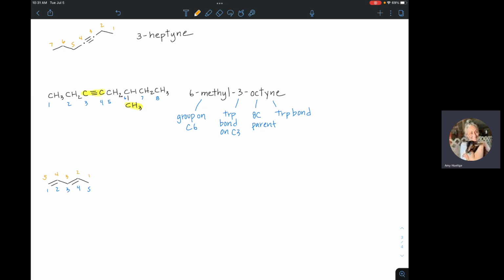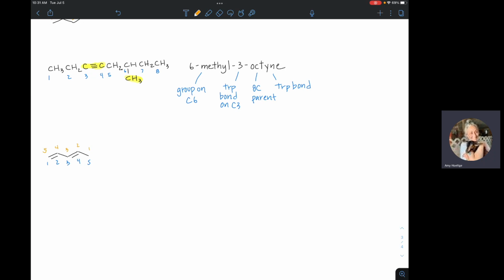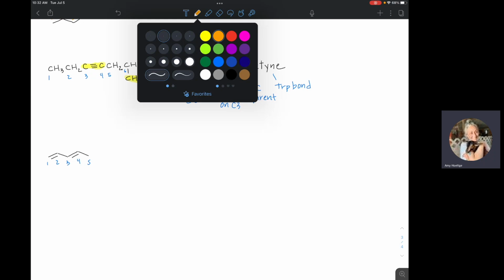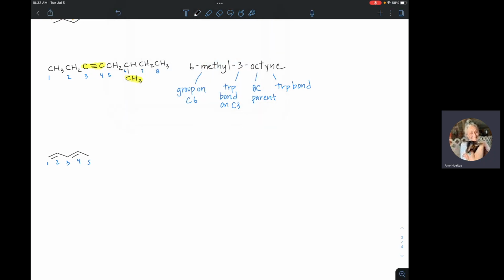So I have 2 double bonds. If I start naming this thing from left to right, the first double bond is on carbon 1, the second double bond is on carbon 3. If I go from right to left, the first double bond is on carbon 2, and the second double bond starts on carbon 4. 1 and 3 are smaller than 2 and 4, so we're going to take the blue pathway to give our functionality the lowest possible numbers.